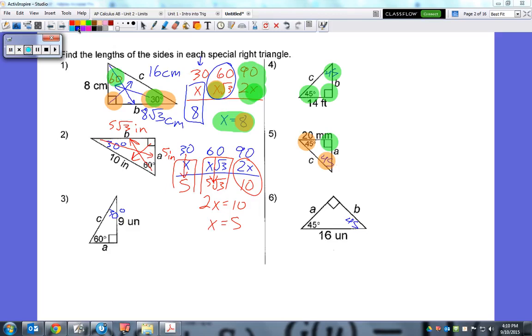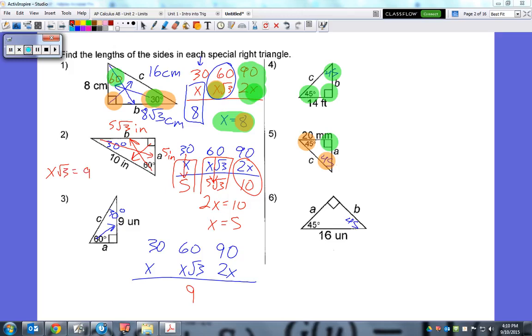Alright, so now I will do this next one. And again, 30, 60, 90, x, x root 3, 2x, and the side that's given on this one is opposite from 60. So opposite from 60, I'm going to put under the 60 column the 9 units. So this one's a little bit different. X root 3 is equal to 9.